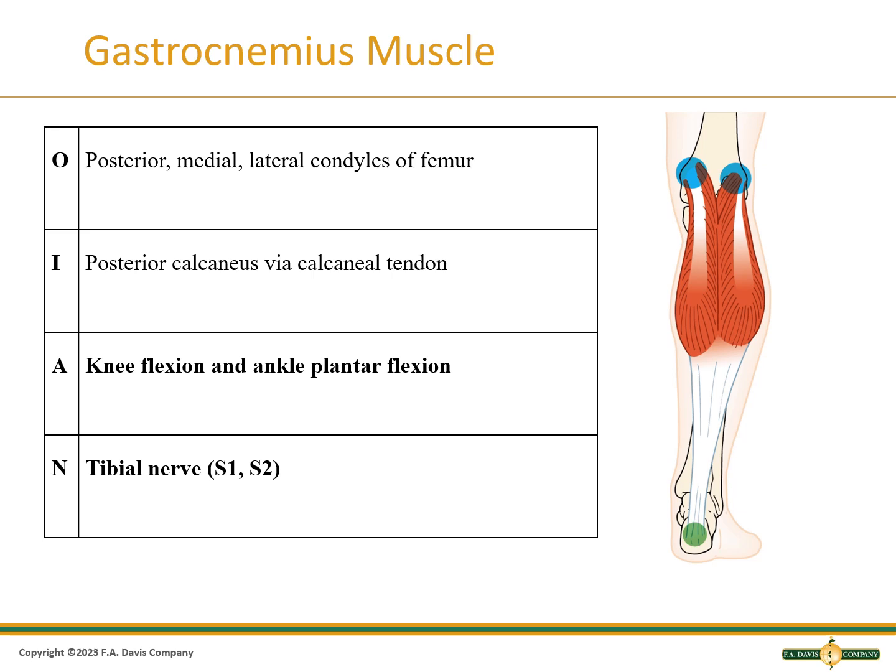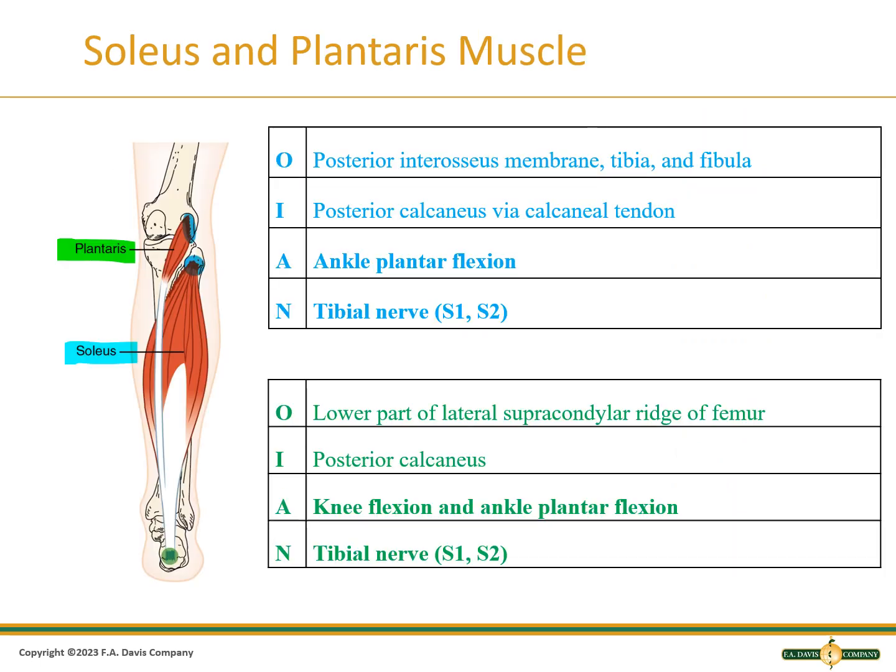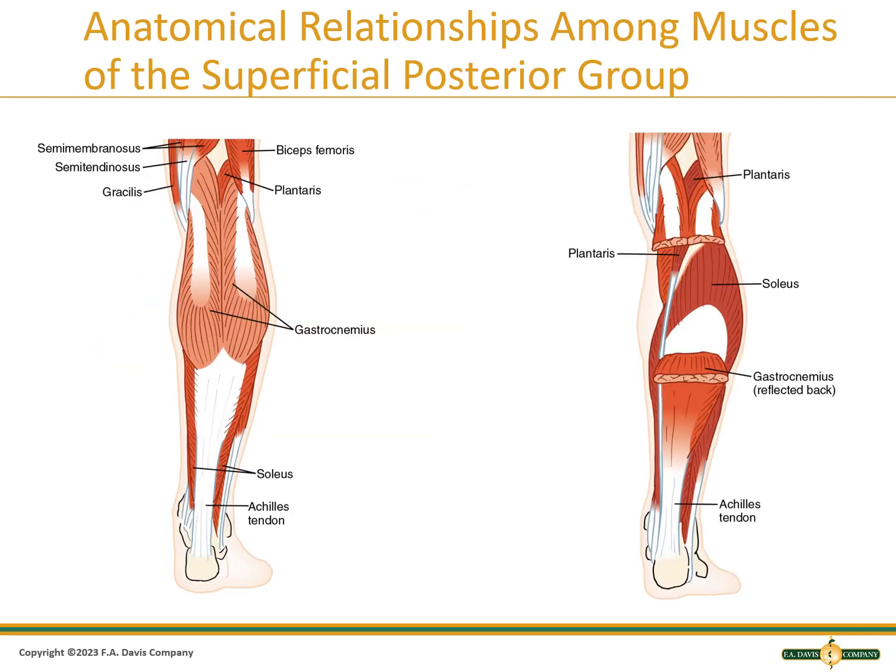Gastroc causes knee flexion and ankle plantar flexion and is innervated by the tibial nerve. Our soleus and our plantaris. So our soleus is a little bit deeper to our gastroc, right? But it does not cross the knee, so it's only going to contribute to ankle plantar flexion. Our plantaris does cross the knee in patients who have one, and so we're going to see a little bit of knee flexion contributed to from plantaris, but both are going to be innervated by the tibial nerve. And this is just showing you the difference between the location of the superficial posterior group.